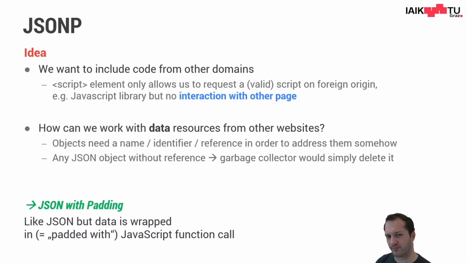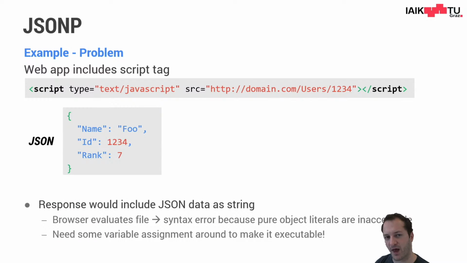So to work around this, there's a mechanism called JSON-P that was invented in the early 2000s by a developer from Yahoo, who found a format that's valid JavaScript. This is why it's called JavaScript Object Notation, JSON, and the padding does not actually refer to a padding you might be used to from crypto, but it's actually a function call. So this JavaScript object is actually wrapped in a JavaScript function call. And this is why it's called padded, or padded in a function call.